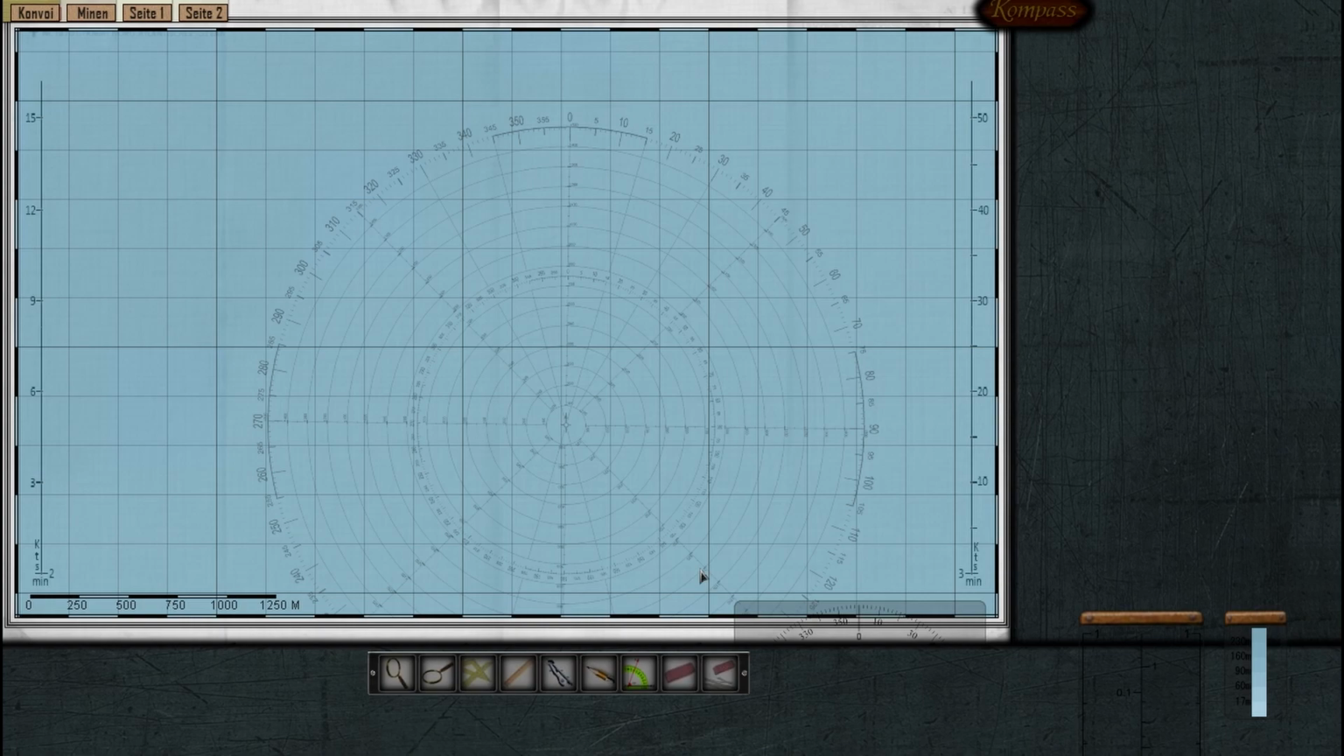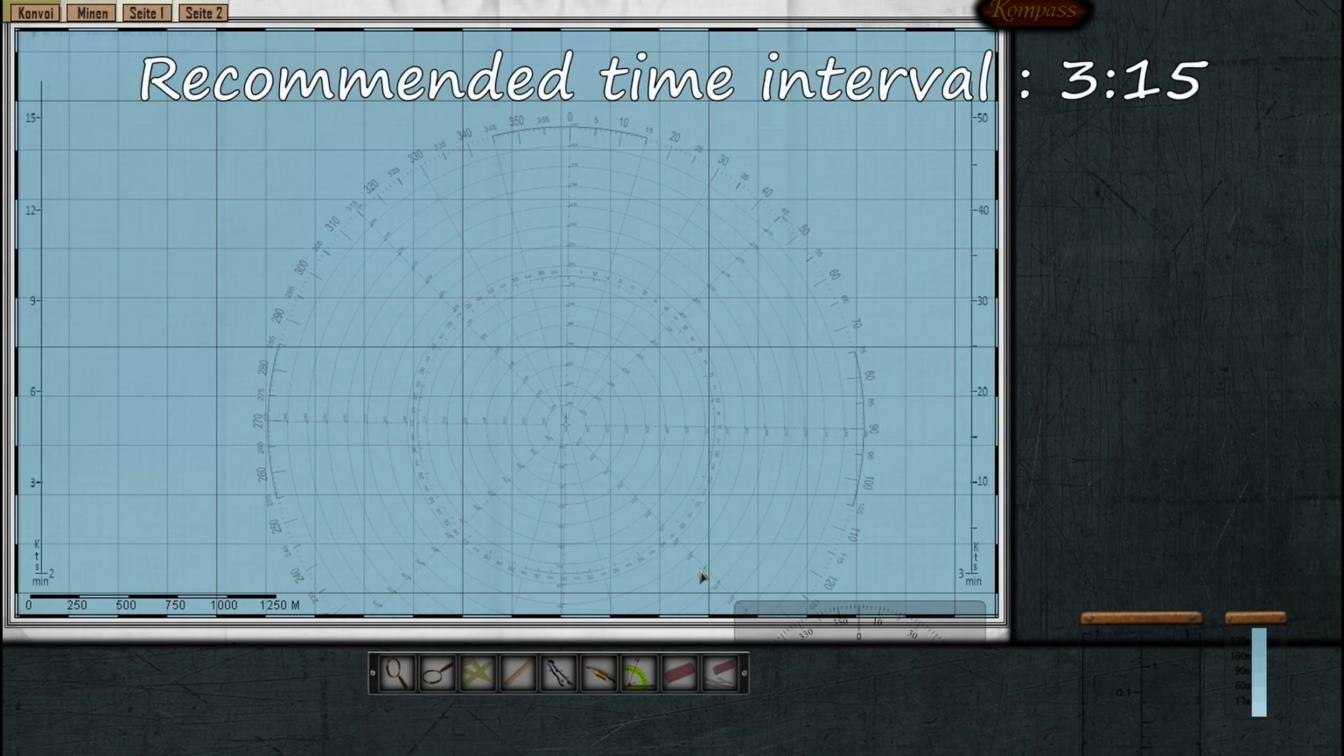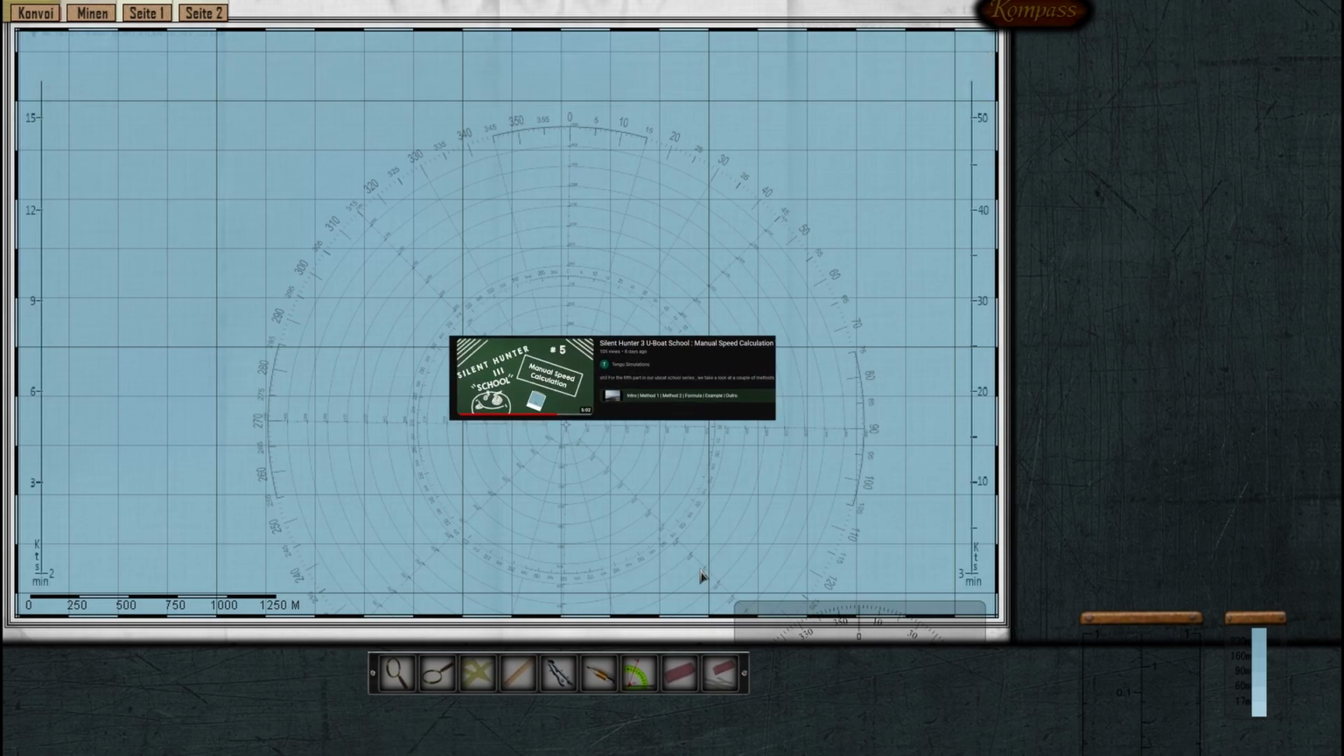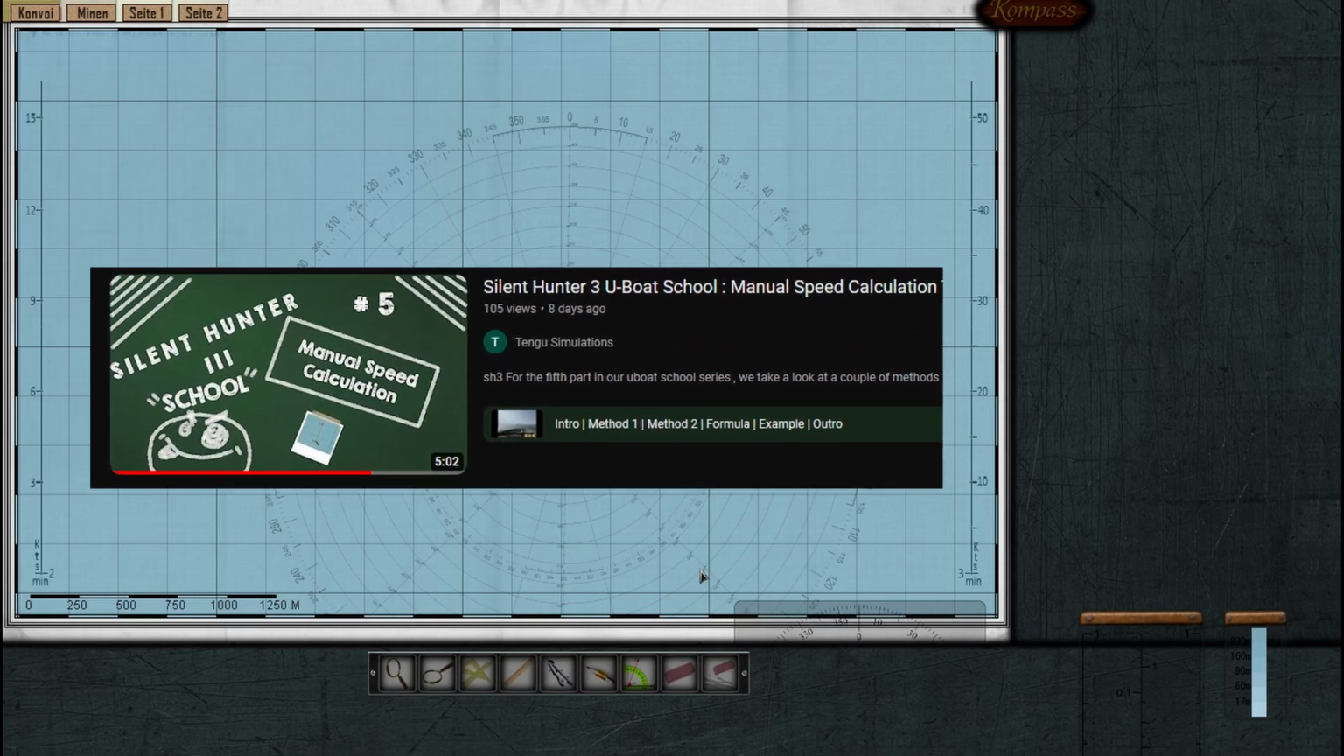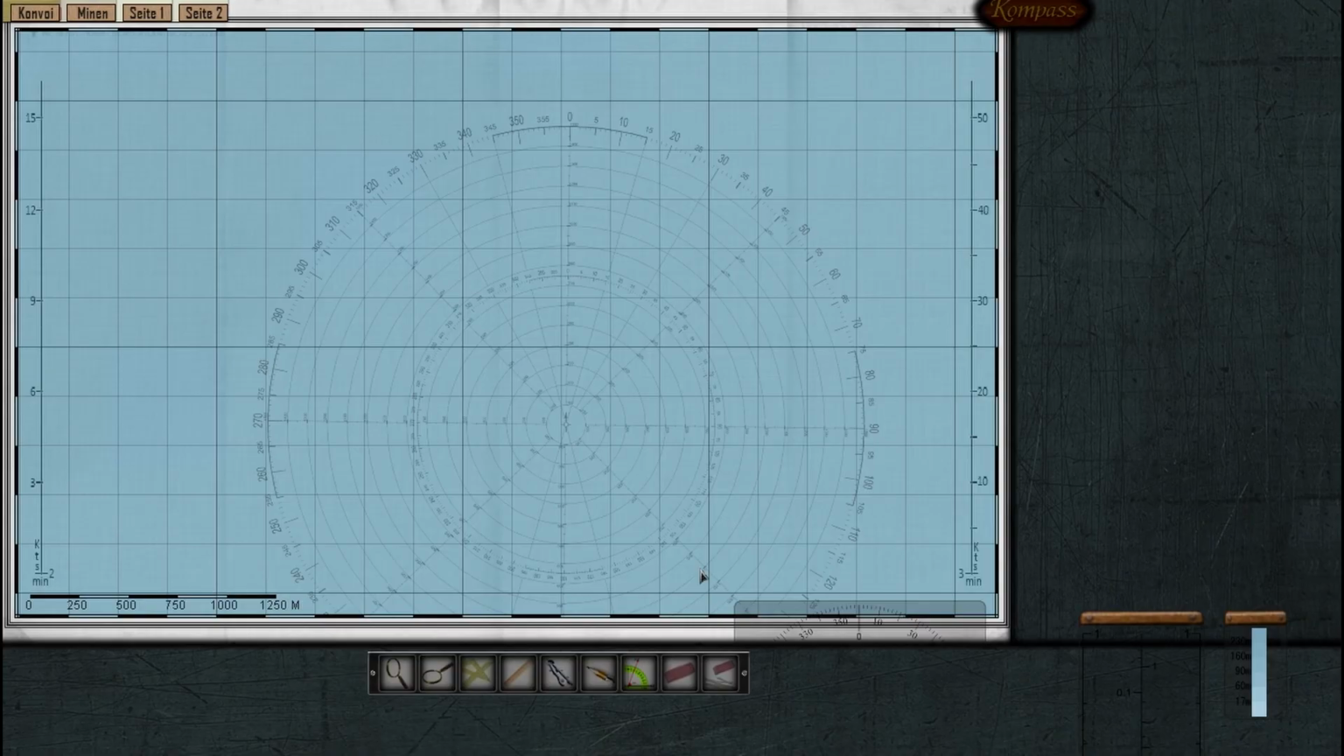As I said, the interval you use for taking the bearings needs to be very specific. And personally, I suggest you use the 315 rule. Do you guys remember the 315 rule from my speed calculation video? I suggest you use the 315 rule because if you do so, not only are you going to learn the heading of the target, but you're also going to learn his speed.